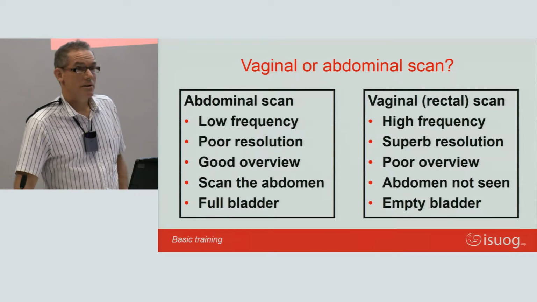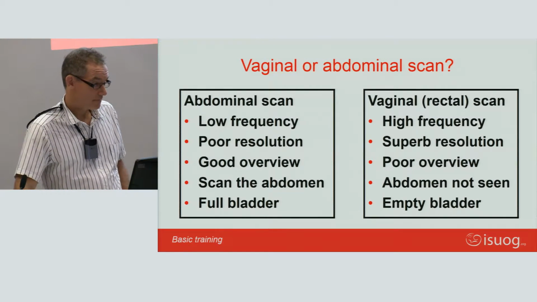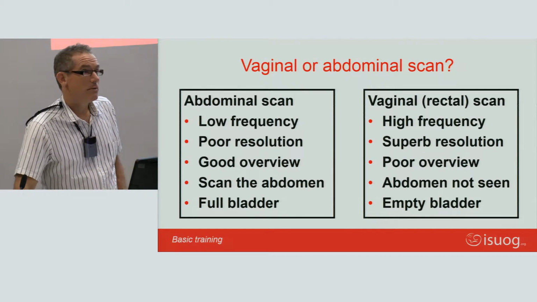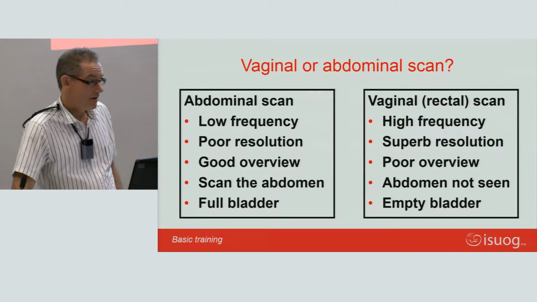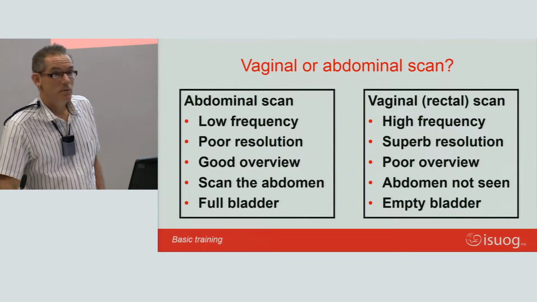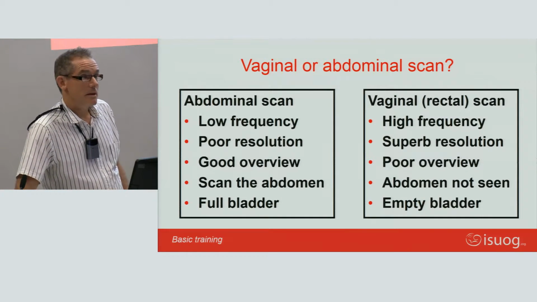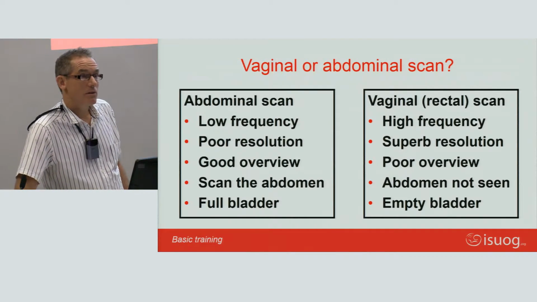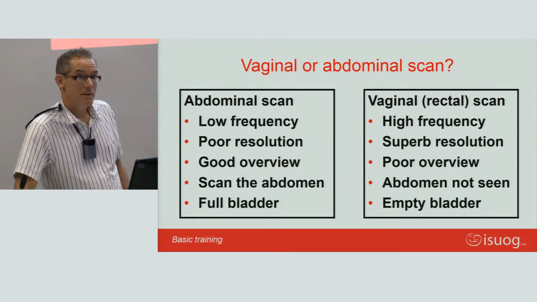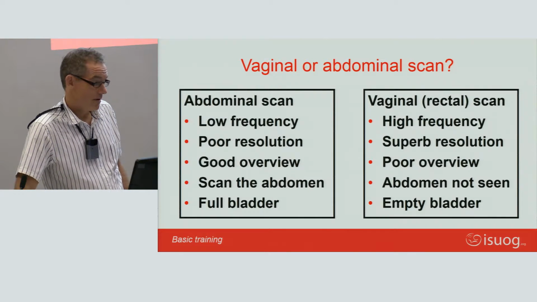So to start, if you're going to scan a patient, you can either scan abdominally or vaginally. With the abdominal scan, you've got the probe on the abdomen, and the structures that you're looking at are quite far down in the pelvis, namely the uterus and the ovaries. Therefore, if you know anything about the physics of ultrasound, you need a low frequency, which gives you a poor resolution. However, it does give you a good overview. Often you can see the entire uterus, sometimes even both ovaries. Also, if you've got a large ovary which might extend into the upper abdomen, you will be able to see this quite easily.